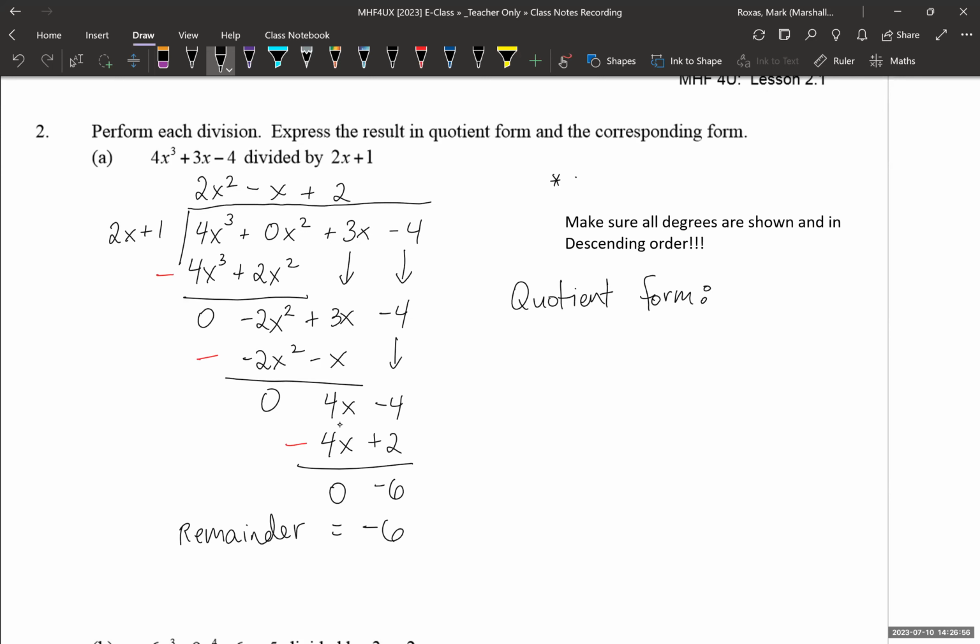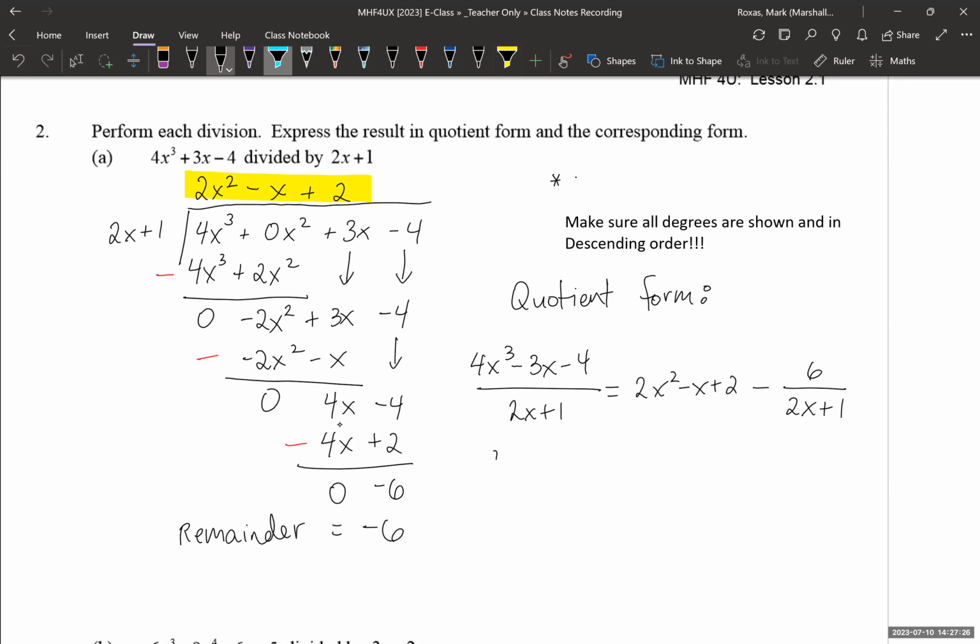Now in quotient form, we express it like this. So 4x cubed plus 3x minus 4 divided by 2x plus 1 equals my quotient. Again, the quotient is from up here. Okay, 2x squared minus x plus 2 plus your remainder, so minus 6 over 2x plus 1.